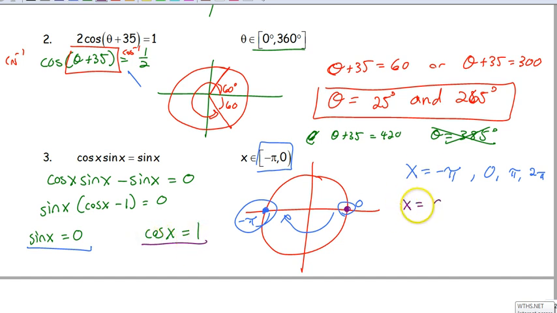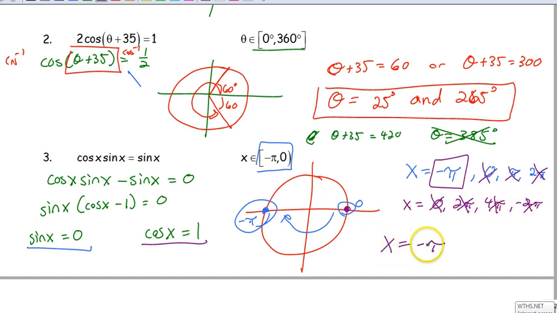x is equal to 0, 2 pi, 4 pi, negative 2 pi. I'm just going around the circle. But all these are the same spot. So you look at all the answers that fit in your interval. Negative pi works, 0 doesn't get included, and everything bigger than 0 doesn't work. So the only answer that works in our interval here is negative pi for this whole problem.